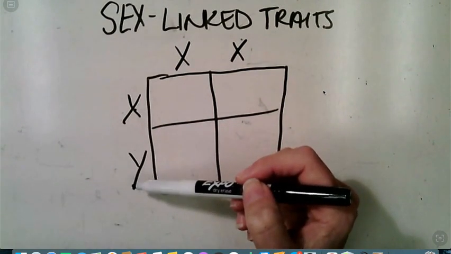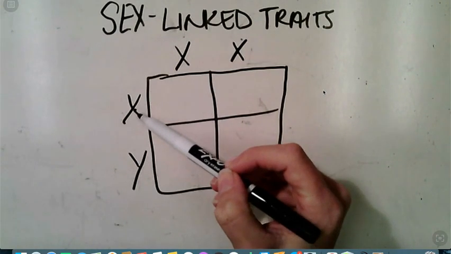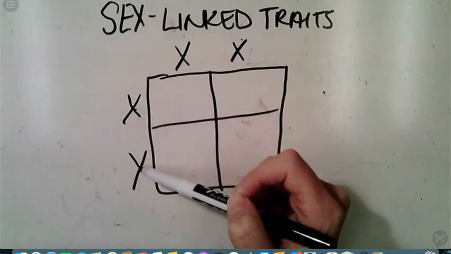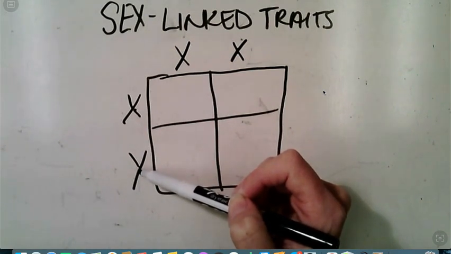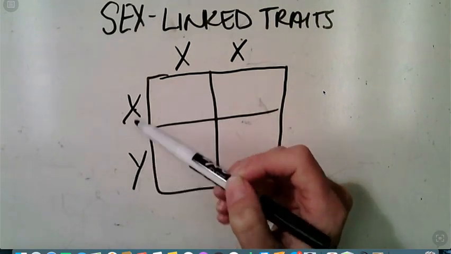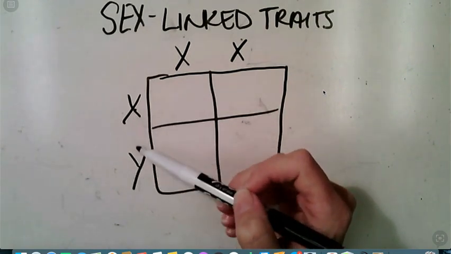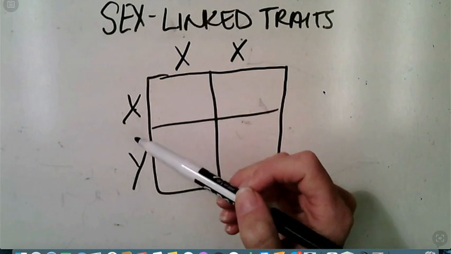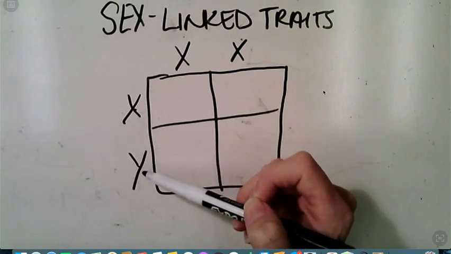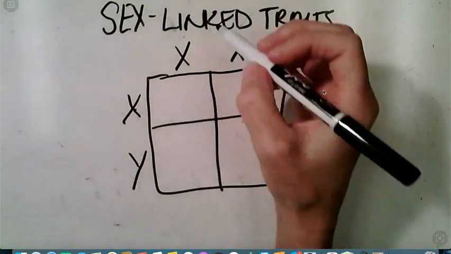Now remember, these traits are carried on the X chromosome. So this Y doesn't have that gene. The red-green color blindness gene doesn't exist on the Y chromosome. Neither does hemophilia, because this is a non-homologous pair. They do not code for the same genes. So we have the Y there because we have to identify if they're boys or girls for chances of having a disorder.